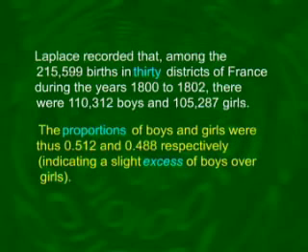The proportions of boys and girls were thus 0.512 and 0.488 respectively, indicating a slight excess of boys over girls.